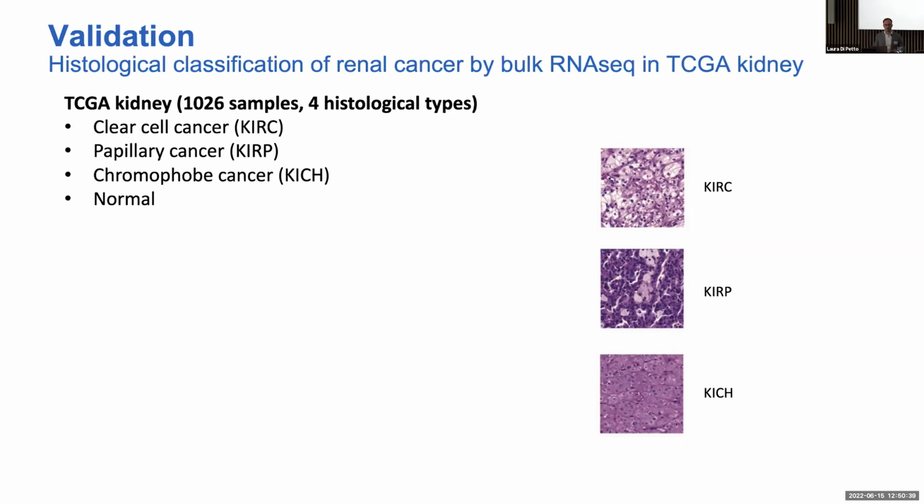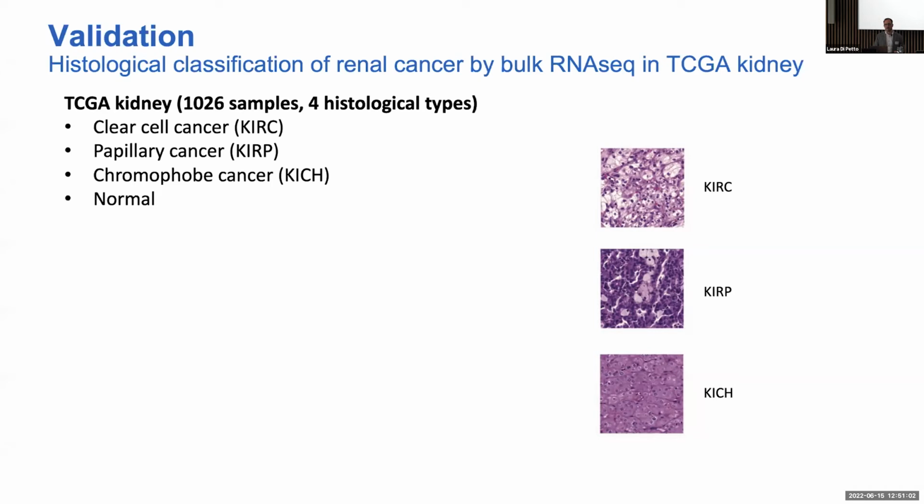So this subset of TCGA contains 4 different types of cells, 3 belonging to 3 different types of cancers, which are very different, profoundly different, as we can see also in the images on the right. And these cancers are clear cell carcinoma, papillary carcinoma, and chromophobe carcinoma. And besides this, we also have some normal samples.